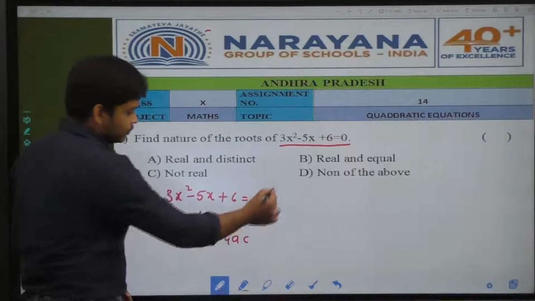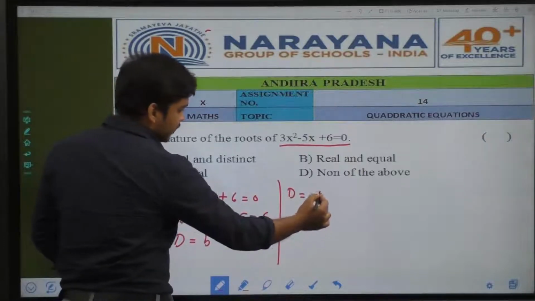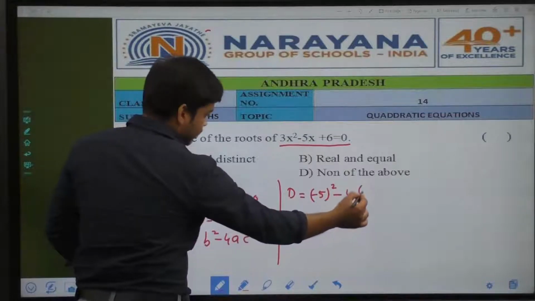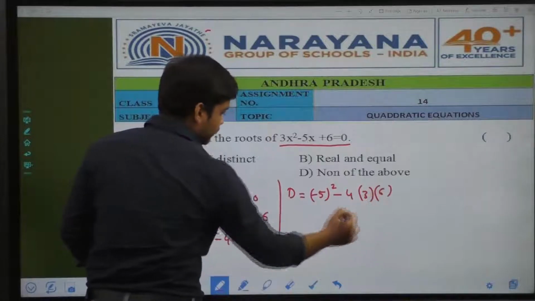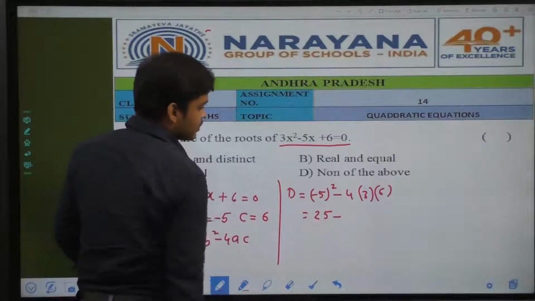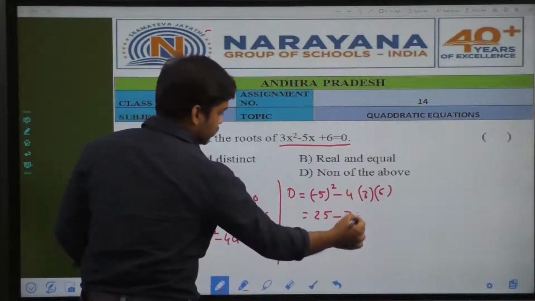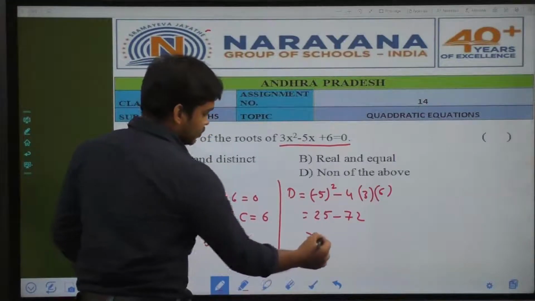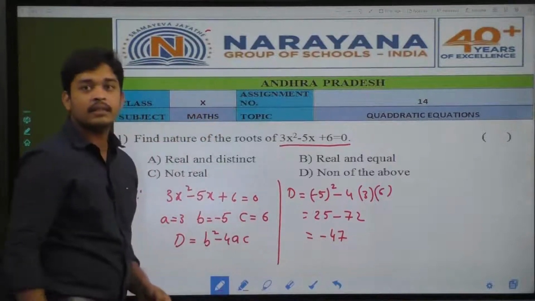Substitute in that formula. So discriminant is equals to minus 5 whole square minus 4 into A value is 3 and C value is 6. So minus 5 whole square is 25, minus 4 3s are 12, 12 6s are 72. If you subtract 25 minus 72, we get minus 47. Here the discriminant value is negative.